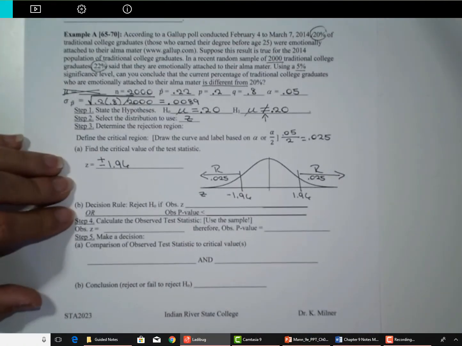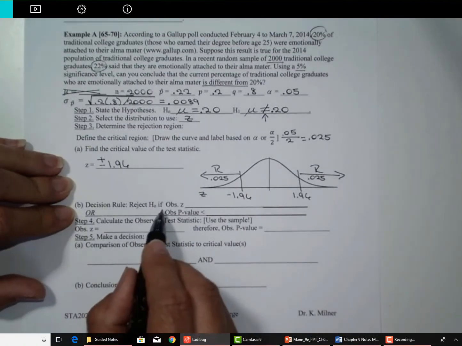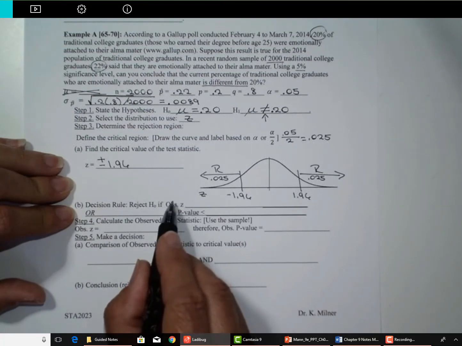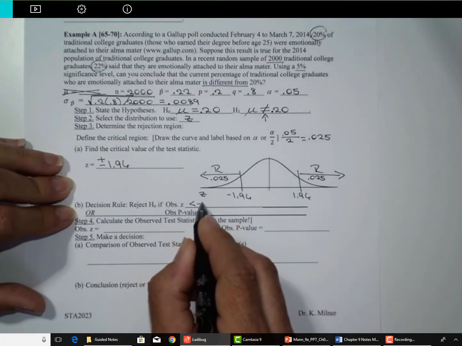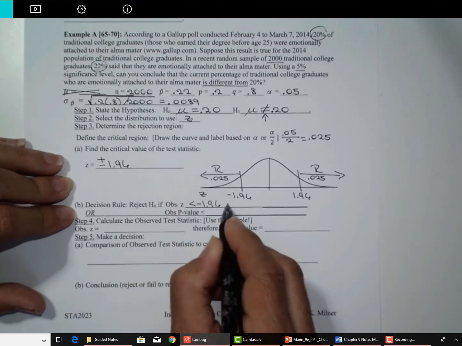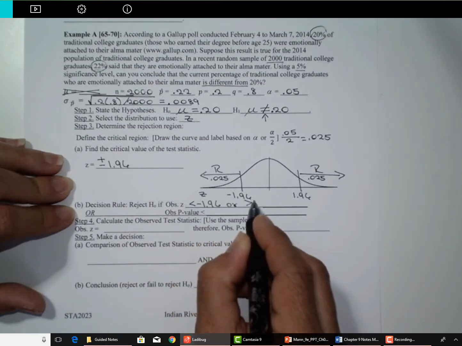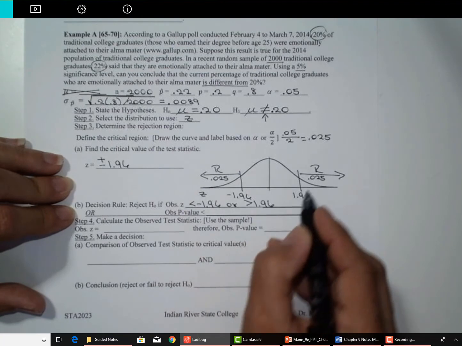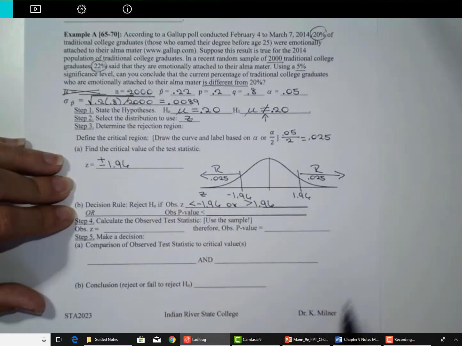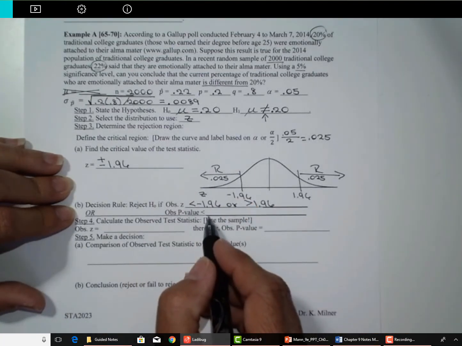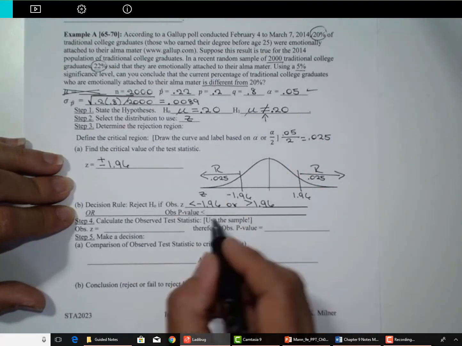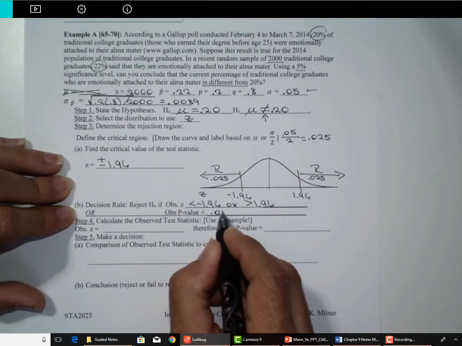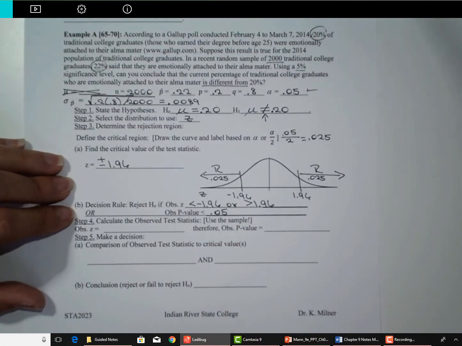And I'm ready to set up my decision rule. I'm going to reject if the observed z value for the sample is either less than a negative 1.96 or if it is greater than a positive 1.96. It can be in either side, and I would reject. Or, here's my p-value test. P-value would have to be less than the alpha level, not alpha divided by 2, but alpha of 0.05.